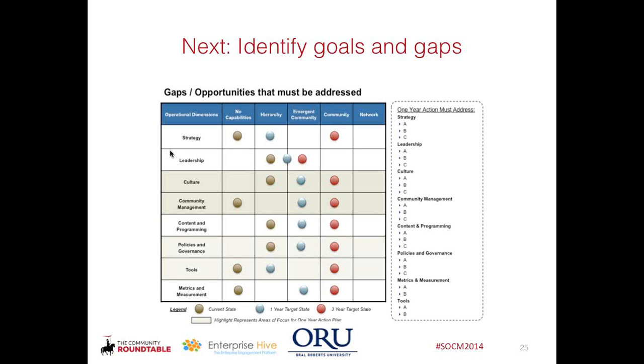And you may not want to be in stage 4 in every competency. That may not be your goal. Your community may just complement one area of your university, and that's fine. But it allows you to see where your gaps are. You may have ambitions to have really good content and programming, but you know you don't yet.